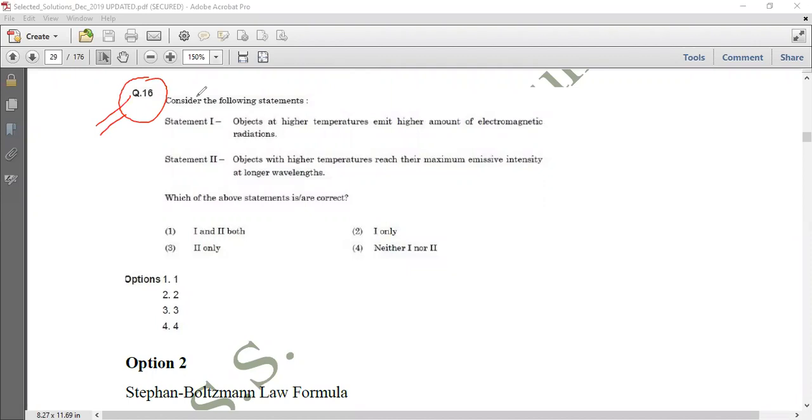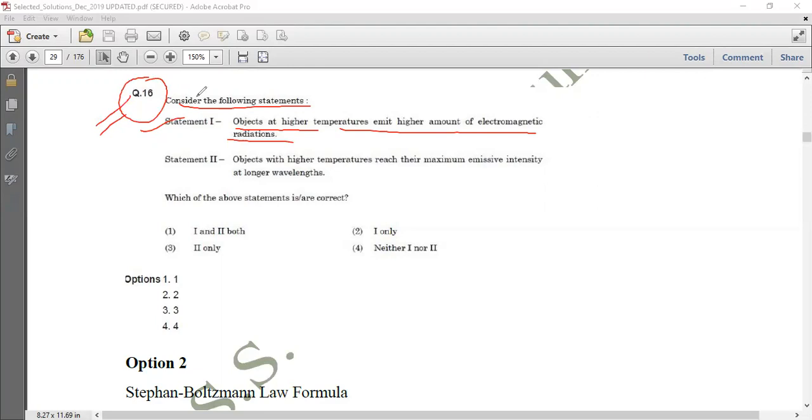So it says: consider the following statements. Statement 1 says objects at higher temperature emit a higher amount of electromagnetic radiation. That is for sure, because of the Stefan-Boltzmann law.